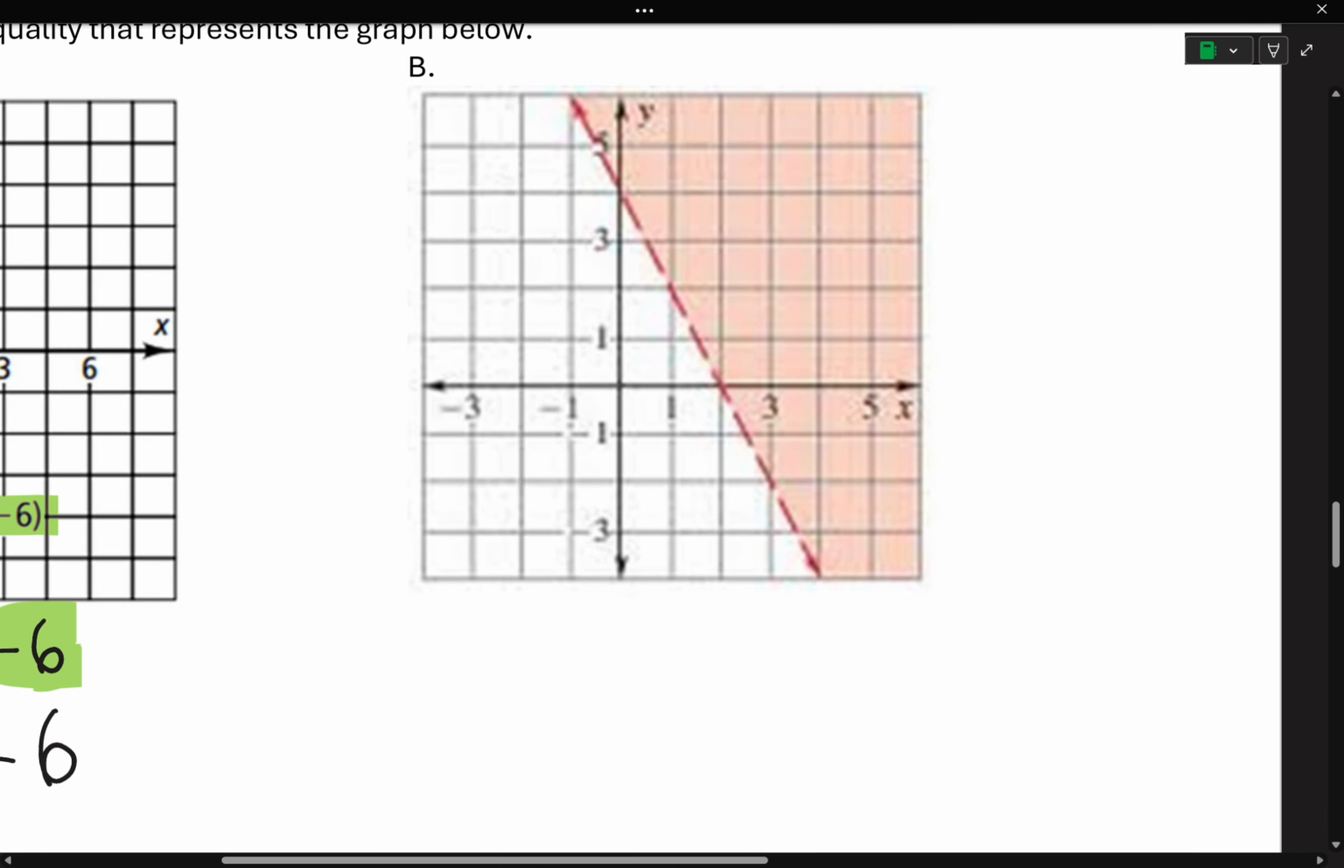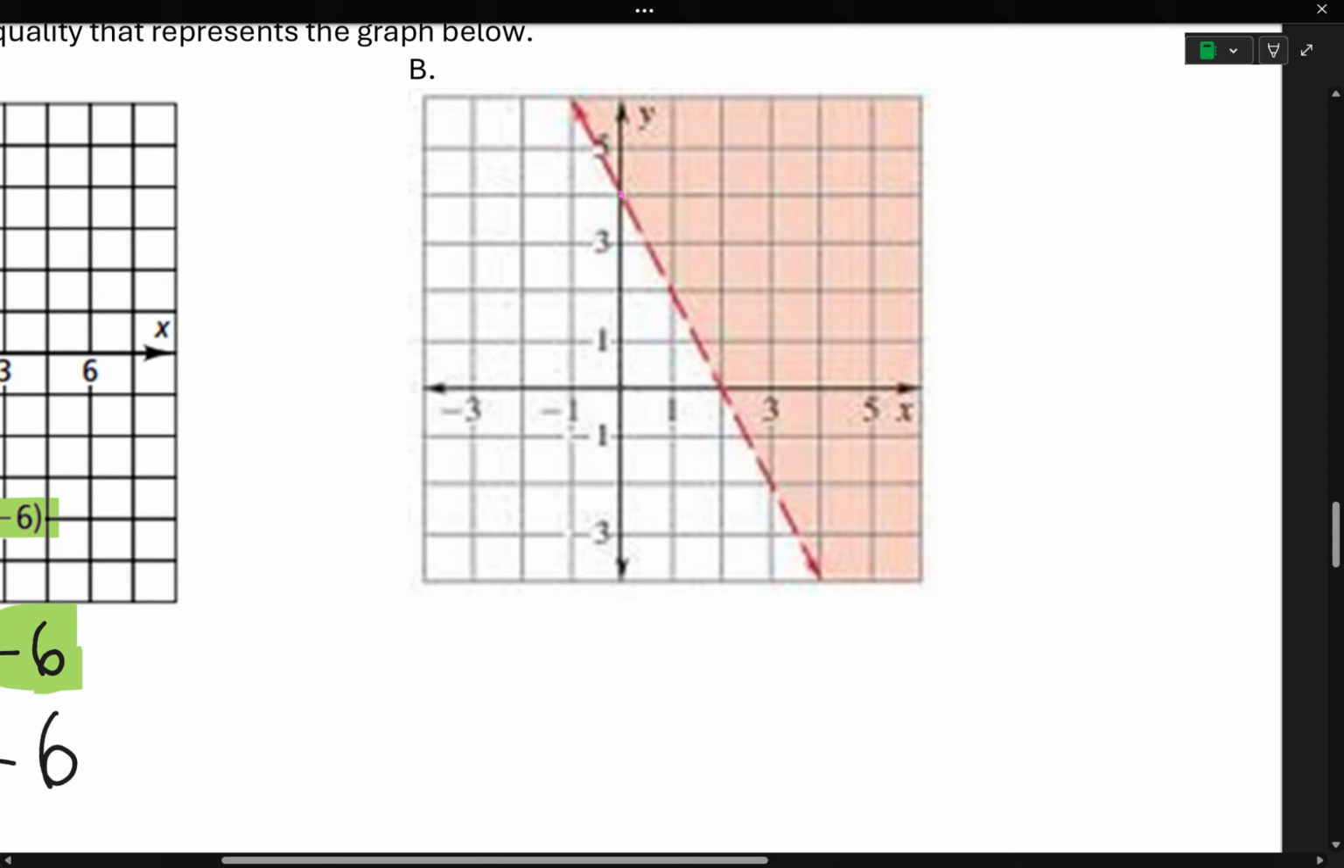So step 1 is the y-intercept and the slope. Let's identify. Here's our y-intercept, which is 4. And then, oh yeah, I had my y-intercept in green. Let's do it that way.